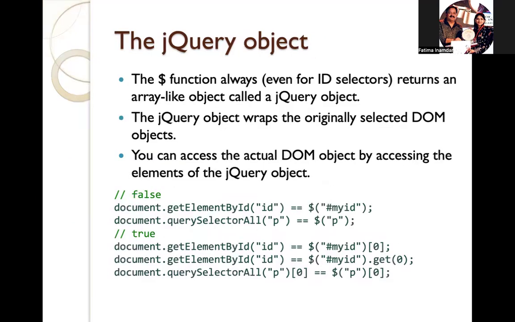Let's understand the jQuery object. The dollar sign function is always used, even for the ID selector or the name. It returns an array-like object, which is called a jQuery object. The jQuery object wraps the originally selected DOM object. Then you can access the actual DOM object by accessing the element of the jQuery object. Let's understand this, which is used for jQuery.